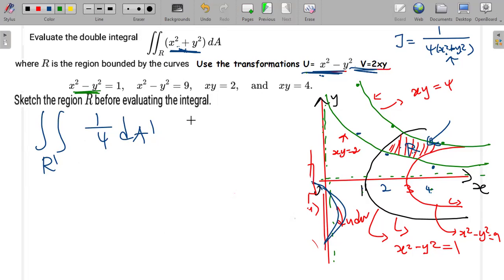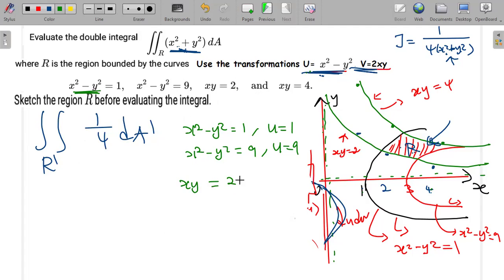Okay, so since x squared minus y squared is equal to 1, and this x squared minus y squared is also equal to 9, but u is just equal to this part. So this simply means that u is equal to 1 and u is equal to 9.